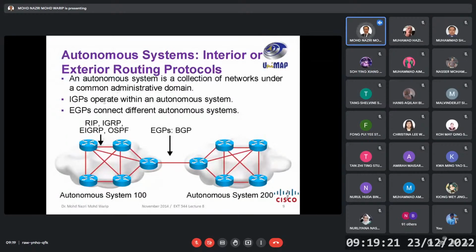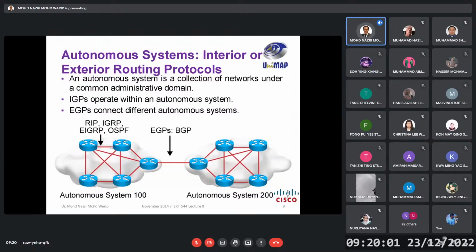IGRP operates within an autonomous system. Look here, for example, this one is IGRP, AS100, this one is AS100, this one AS200. EIGRP works in this area. So that means if you want to connect from 100 to 200, you require BGP. BGP means EGP. This one is the function of BGP or EGP.